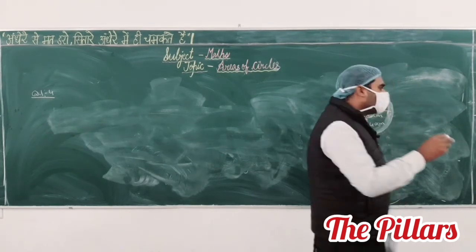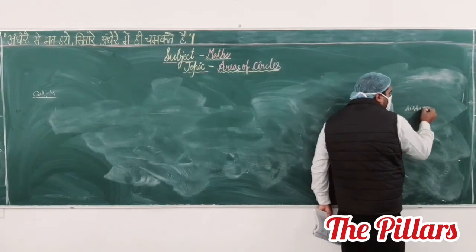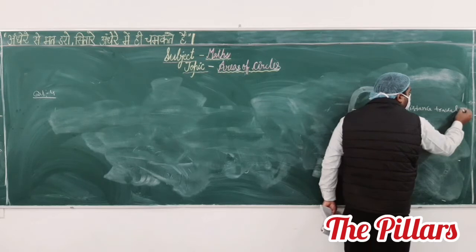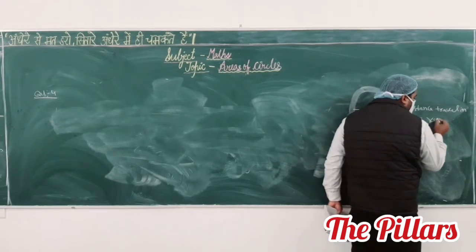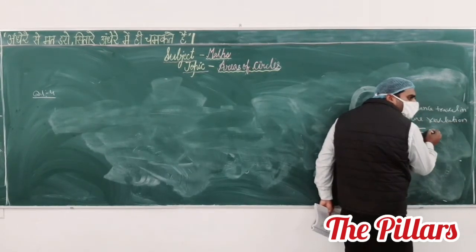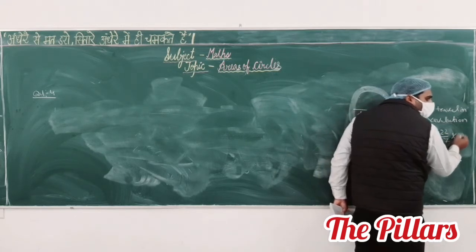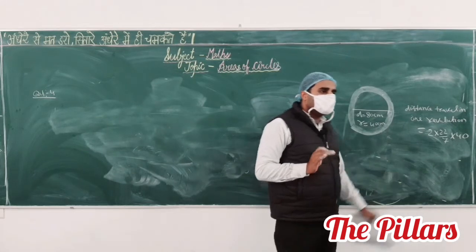It means first you have to calculate the distance traveled in one revolution, which equals 2 pi r, that is 2 into 22 by 7 into 40. You have to calculate this distance traveled in one revolution. The value of r is 40. Till here, does anyone have any problem?